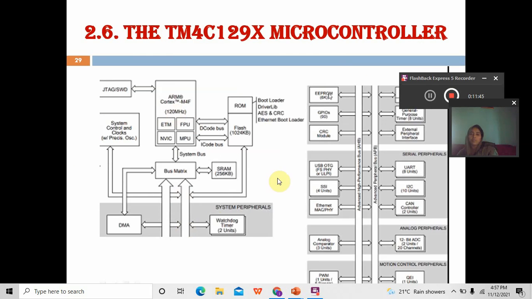These are the features in the TM4C129 microcontrollers. We have 5 blocks: processor, system peripherals, serial peripherals, analog peripherals, and motion control peripherals.